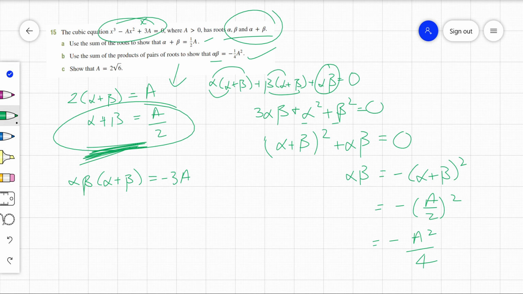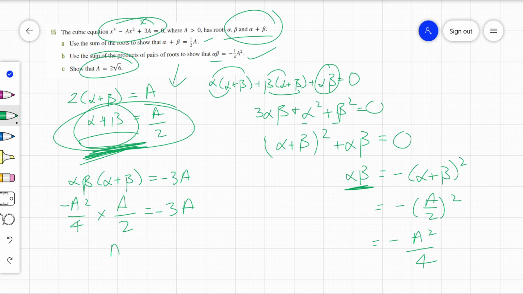Alright, but we do know alpha beta, so if you look at it, we just want a, so we want everything in terms of a. And we've got alpha beta, so that's negative a squared on 4, times alpha plus beta here, that's a on 2, is equal to negative 3a. So you can see both sides are negative, so I can divide both sides by negative. And then if I multiply both sides by 8, I'm going to be left with a cubed on this side and 24a on this side.